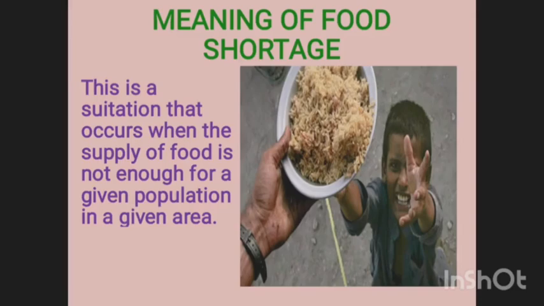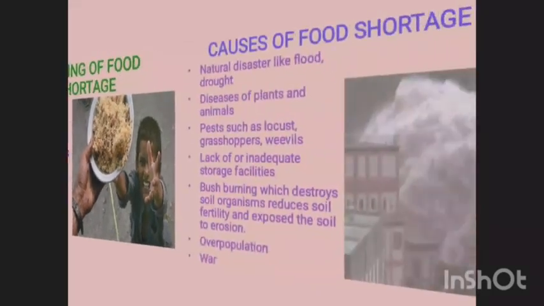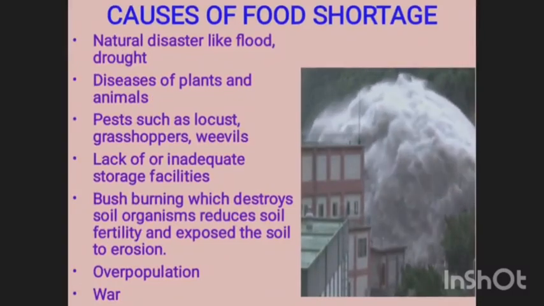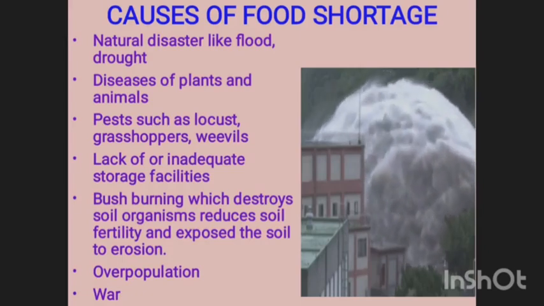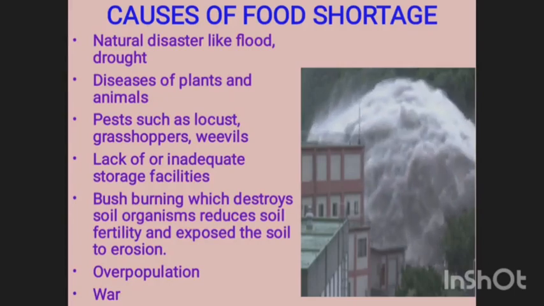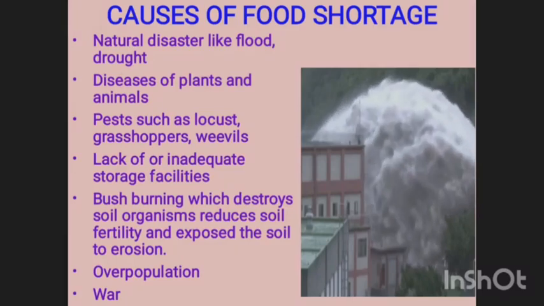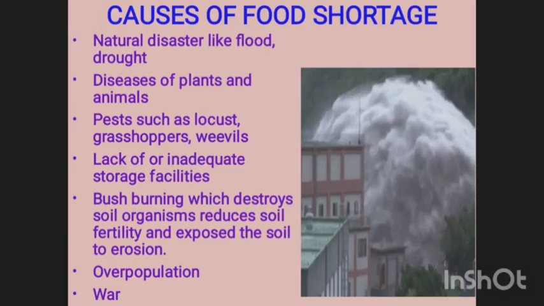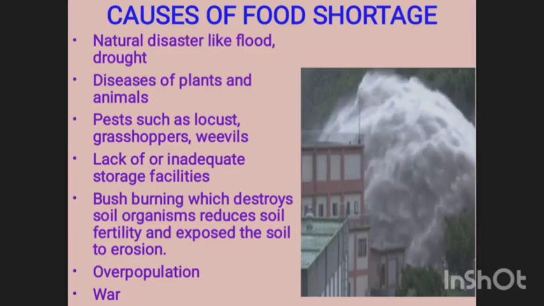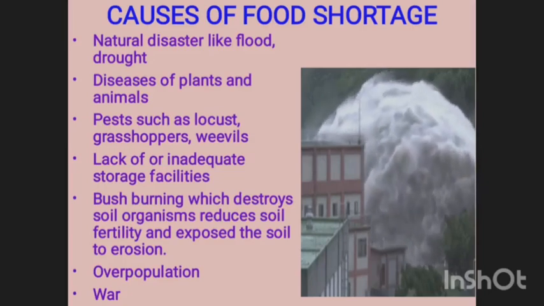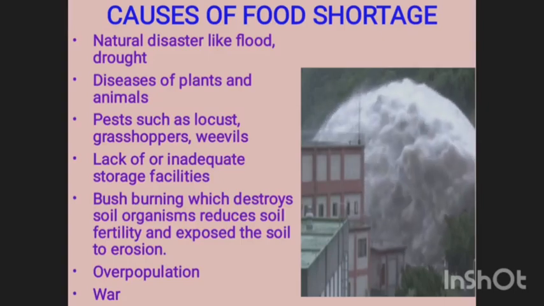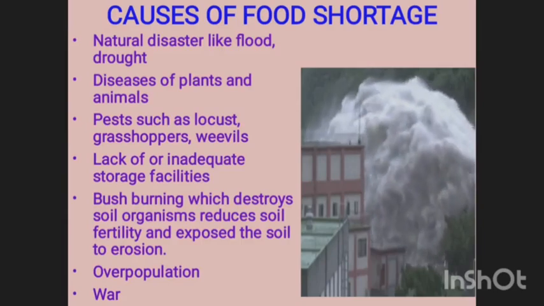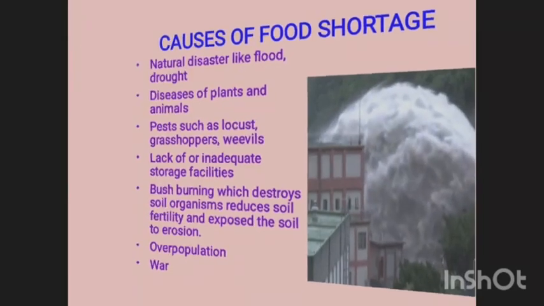So if there's food shortage, it may have some effects on the population. Let's move on to the next slide. Let's look at what can cause food shortage. Number one is natural disaster like flood and droughts. Number two is disease of plants and animals. Number three is pests such as locusts, grasshoppers, weevils. Number four is lack of adequate storage facilities for storing food that is produced. This can lead to food shortage. Number five is bush burning, which destroys soil organisms, reduces soil fertility and exposes the soil to erosion. Of course, overpopulation can also lead to food shortage, and also war. All these points, and many more, are causes of food shortage.